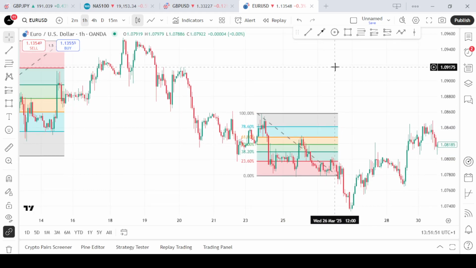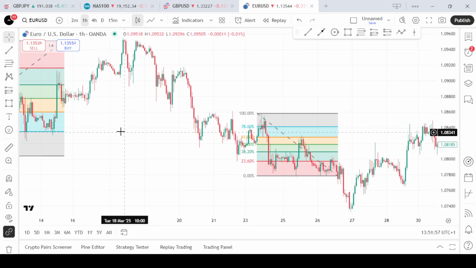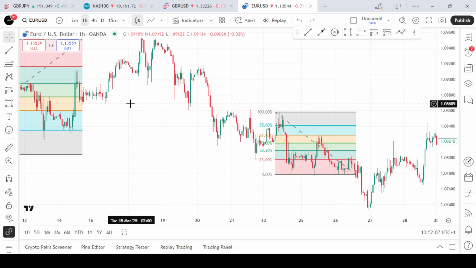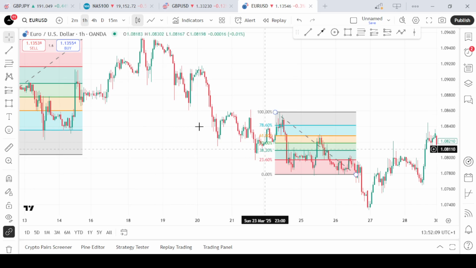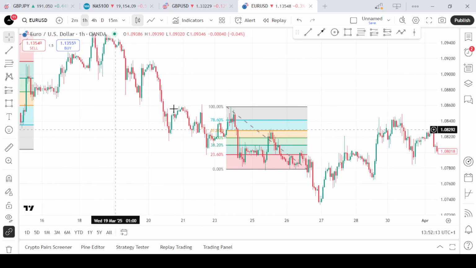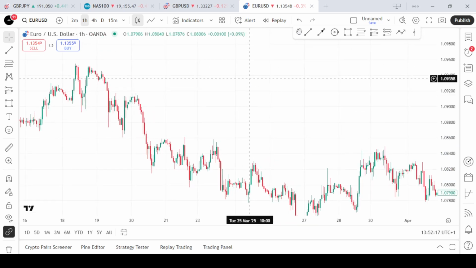Now let's see how we can trade using the golden pocket. Trading with the golden pocket involves a systematic approach to identifying high probability entry and exit points based on your Fibonacci retracement levels. So let's look at a step-by-step process to help you with this strategy. The first step is to identify your trend, and as we can see in this area of the market, we are trending to the downside.